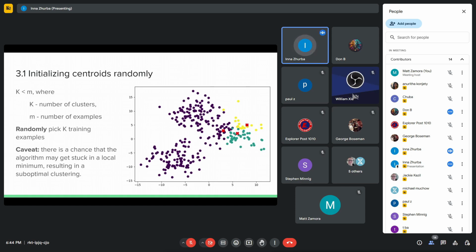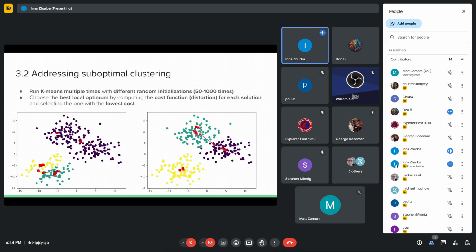But there is a way to minimize this effect, and that is by running the k-means algorithm multiple times, using different random initializations of the points. Depending on how much precision we want, we can do that from 50 to 1,000 times. And then we choose the best local optimum by computing the cost function, which is also called distortion, for each solution, and we select the lowest distortion. Right.